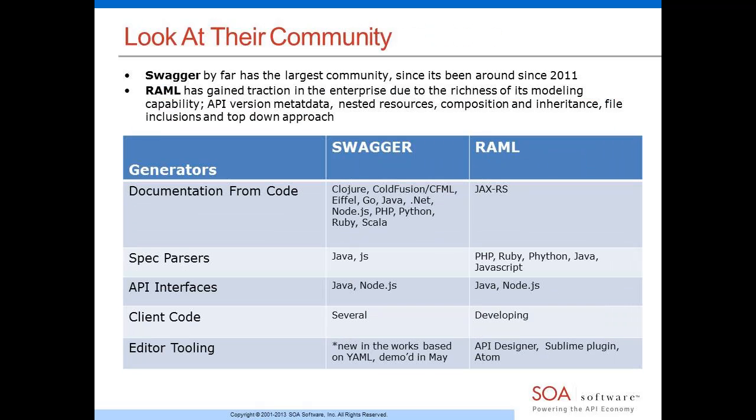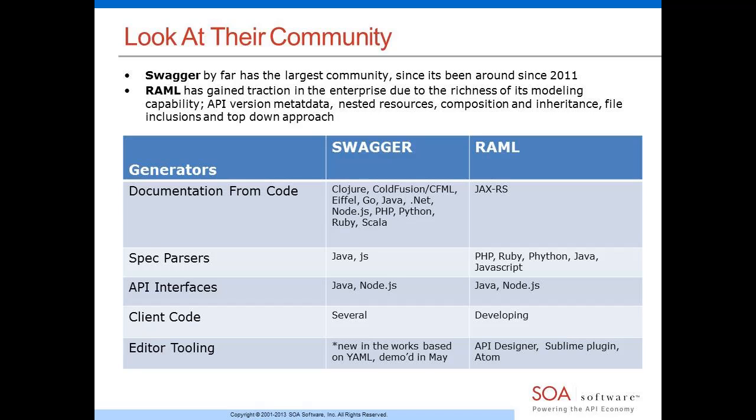Okay, the next thing you have to look at when you're choosing an API description language is their community. What's going on in their community? Swagger, by far, has the largest community. It's been around since 2012. It's a very solid community, huge developer following. However, RAML is gaining traction, especially in the enterprises, basically due to the richness of the modeling, its API versioning, its nested resources, its inheritance, its file inclusions. All of that top-down approach is starting to drive and ramp up that community, okay?